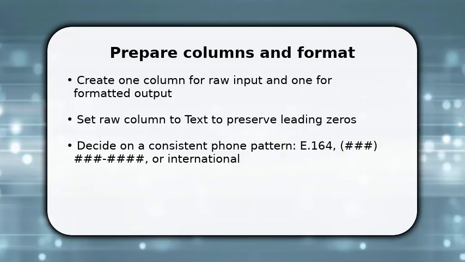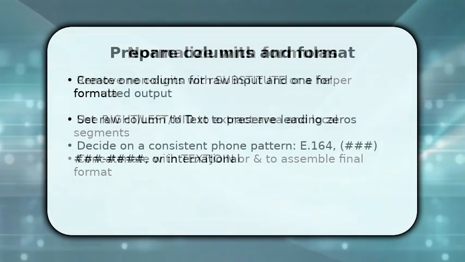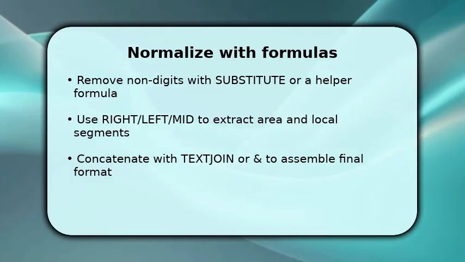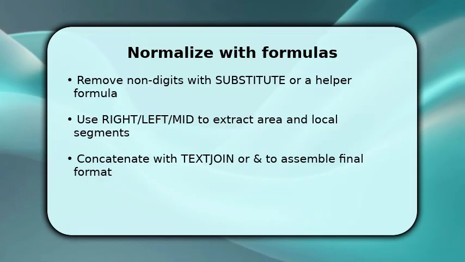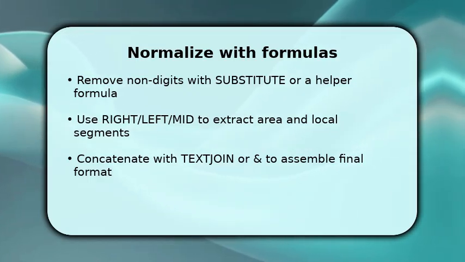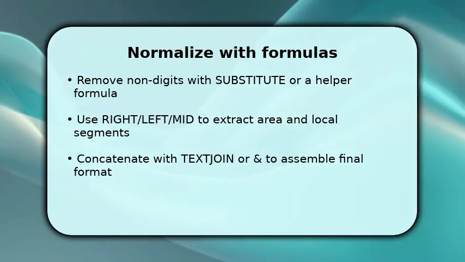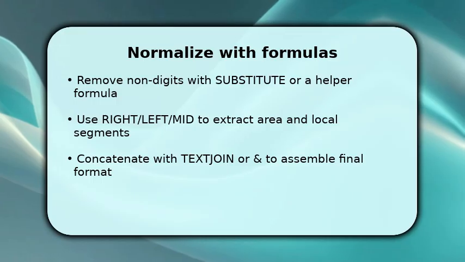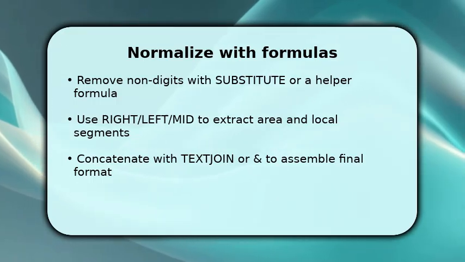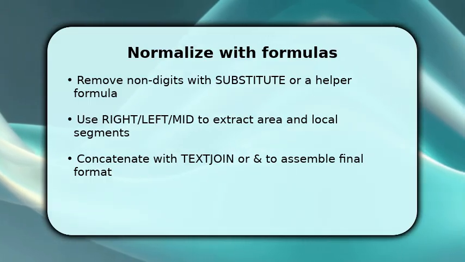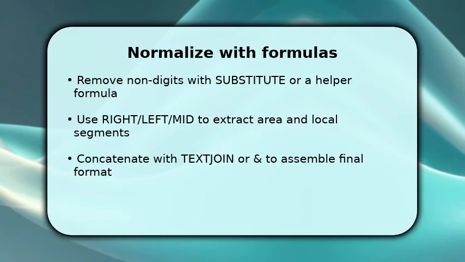Now you normalize numbers by stripping spaces and punctuation using nested SUBSTITUTE for spaces, dashes, parentheses, and plus signs. This leaves only digits. Next, use RIGHT, LEFT, and MID to extract the country code, area code, and subscriber segments according to your chosen pattern. Then concatenate pieces using TEXT, TEXTJOIN, or an operator to rebuild the display format. Make sure to test on multiple samples.